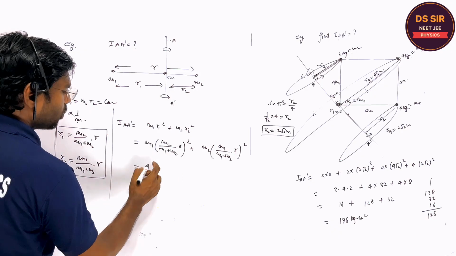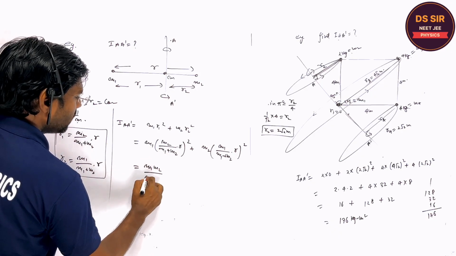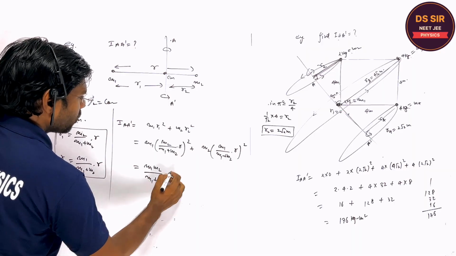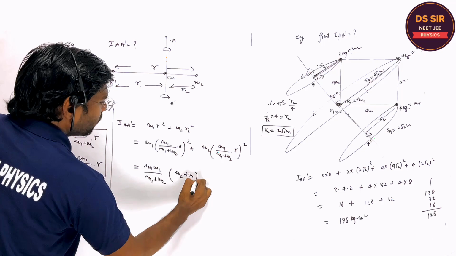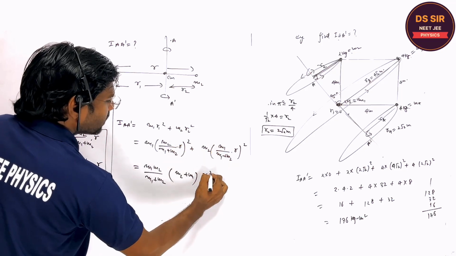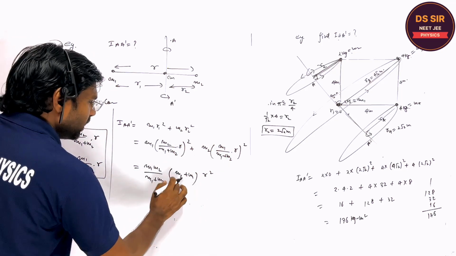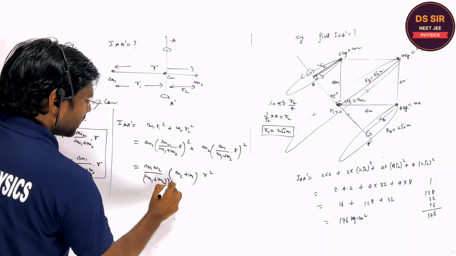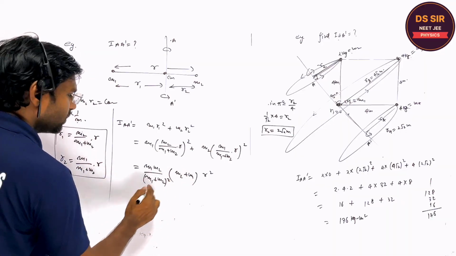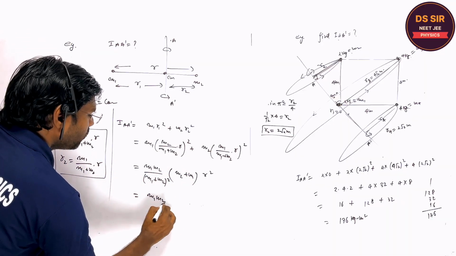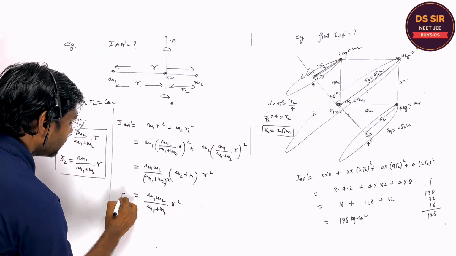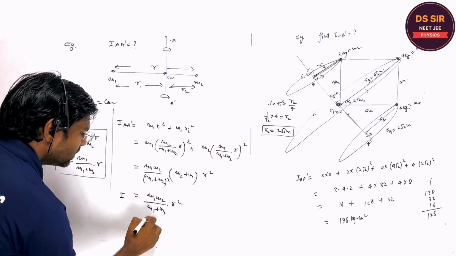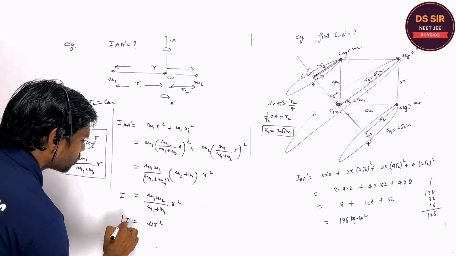So what will you take common? M1 M2 upon M1 plus M2 if you take common. So from here the M2, from here the M1, and the R square is common. So M1 and M2 will cancel out, right? If you simplify, you will get M1 M2 upon M1 plus M2 into R square. Again, this is the moment of inertia and this is the reduced mass into R square.